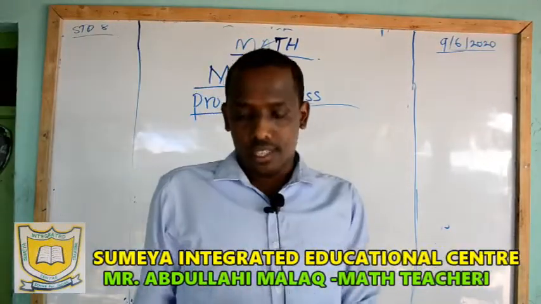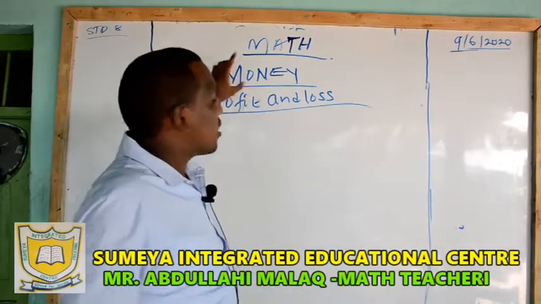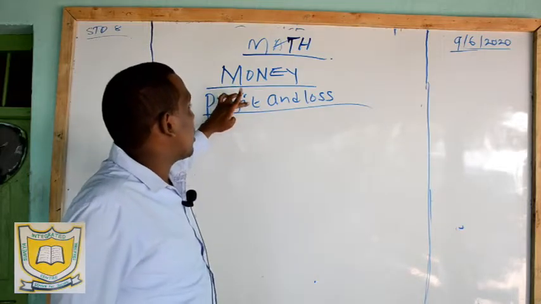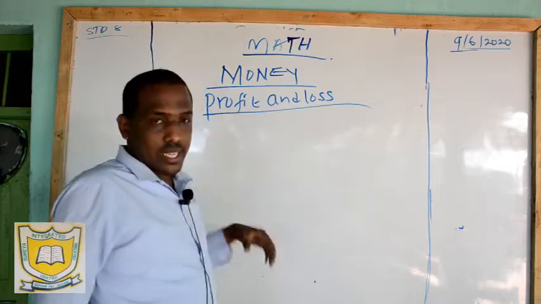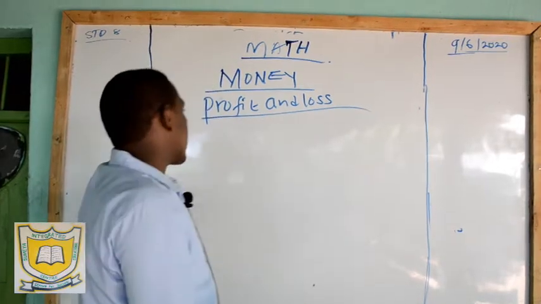We have finished volume. We are starting money. This topic is very examinable. We shall be looking at profit and loss. Profit is the gain. We must cram the formulas.